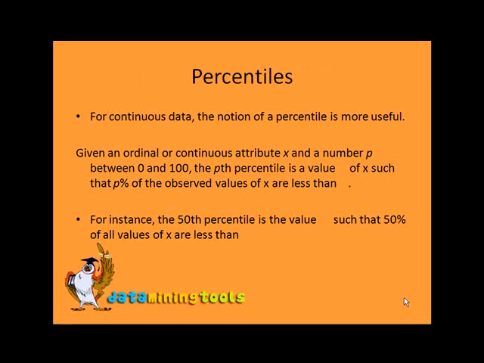Let's understand percentiles. The notion of percentile is more useful for continuous data. Given an ordinal or continuous attribute x and a number p between 0 and 100, the pth percentile is a value of x such that p% of observed values of x are less than that value. For instance, the 50th percentile is the value such that 50% of the values of x are less than it.